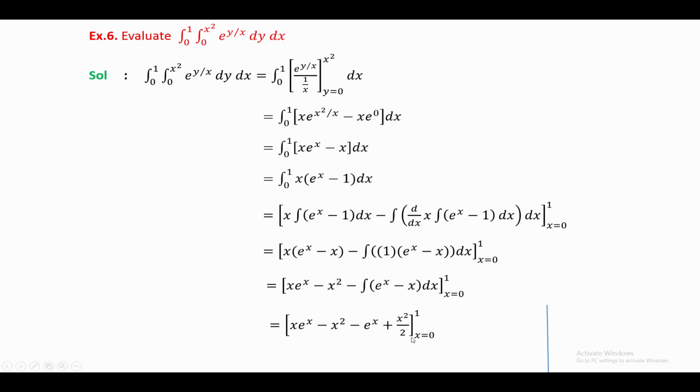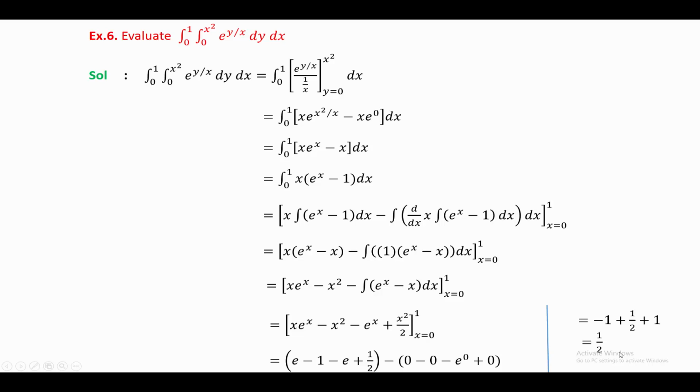This minus and minus become plus, x square by 2, x varies from 0 to 1, equal to, now here first put upper limit, value of x is 1, so 1 into e raised to 1 is e, minus 1 minus e raised to 1 is e, plus 1 half, minus of, put x is 0, so this term is 0, e raised to 0 and plus 0. Simplify this, we get plus e minus e cancel, minus 1 plus 1 half, minus 1 plus 1 half, and this minus and minus become plus 1. Plus 1 minus 1 cancel and is equal to 1 half.